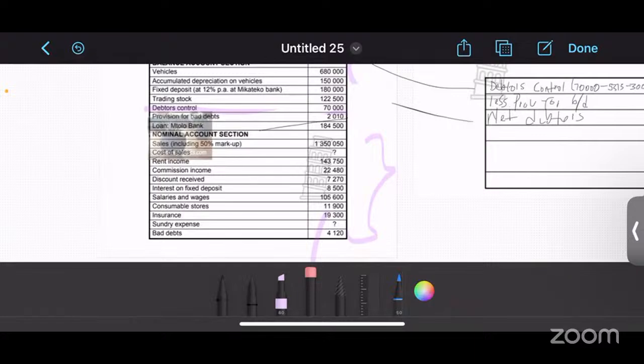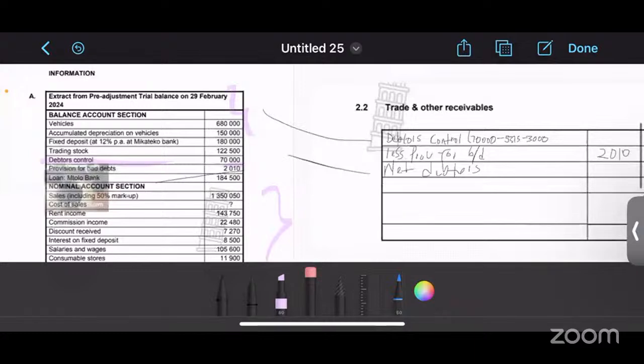And then with that new debtors amount, you're gonna multiply it with 4%, because you want to know the new provision for bad debts. They said provision for bad debts must be adjusted to 4% of debtors. So they say 4% of debtors, not 4% of the provision that you have been provided, which is 2010. Do you guys get it? Yes, ma'am.